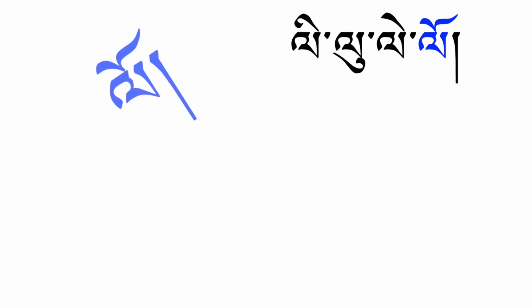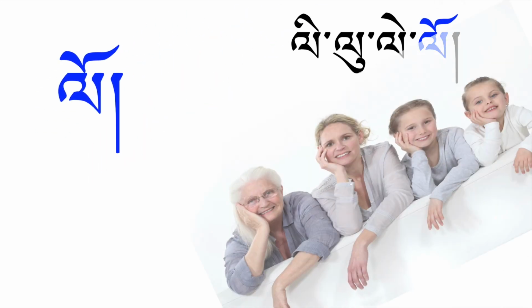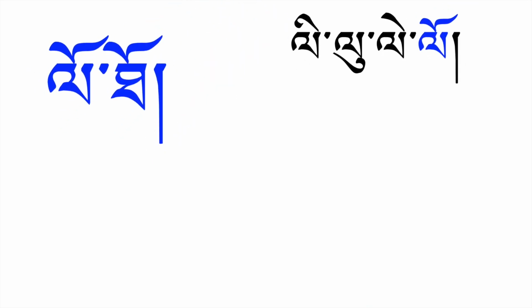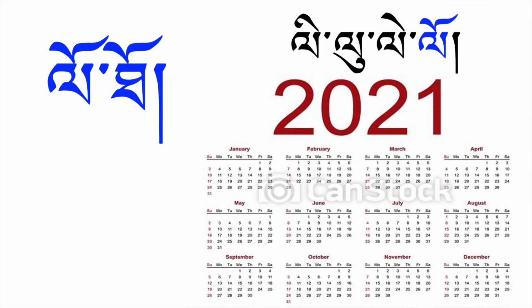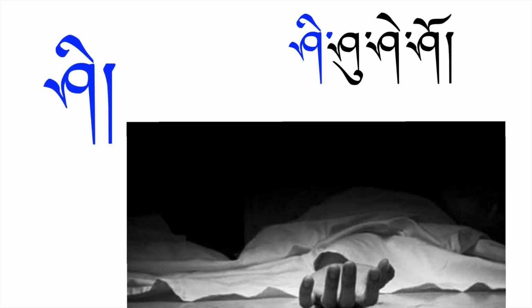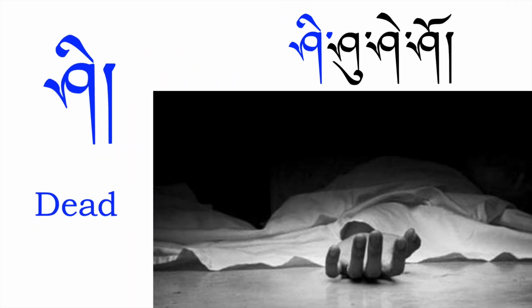La naru lo. What is the meaning of lo? Meaning is age. Lo. La naru lo, ta naru to. Lo to. The meaning is calendar. Lo to. Sha kigu shi. The meaning is death. Shi.